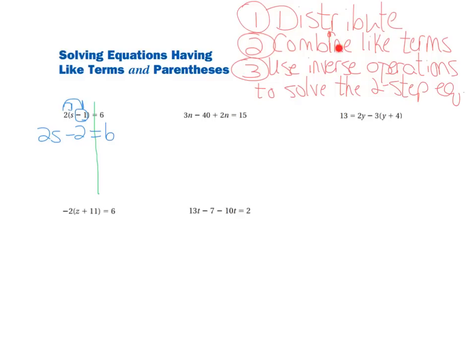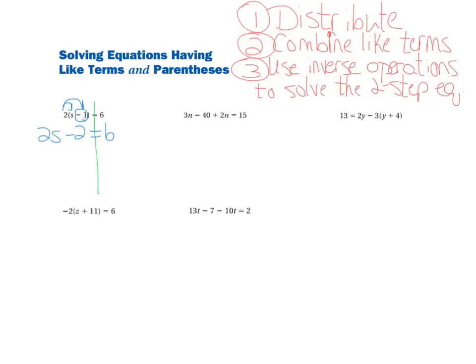Then I'm going to look. Do I have like terms? I don't. On the left side I have an s and I have a negative 2. I cannot combine through the equal sign. The equal sign's like a barrier, so that's as far as I can get. But I've now formed this two-step equation. 2s minus 2 equals 6.